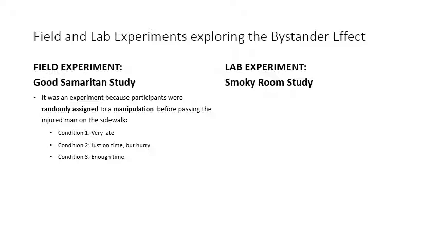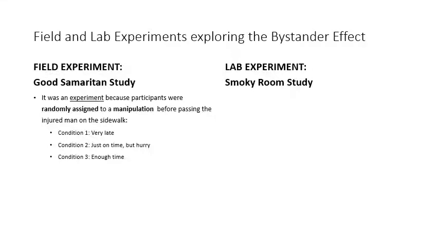So here we'll discuss the difference with some examples between field and lab experiments exploring the bystander effect, which we've been focusing on in our class. So first off, an example of the field experiment is the Good Samaritan study. You've already seen a video of this, but I also have it linked for you within the slides.